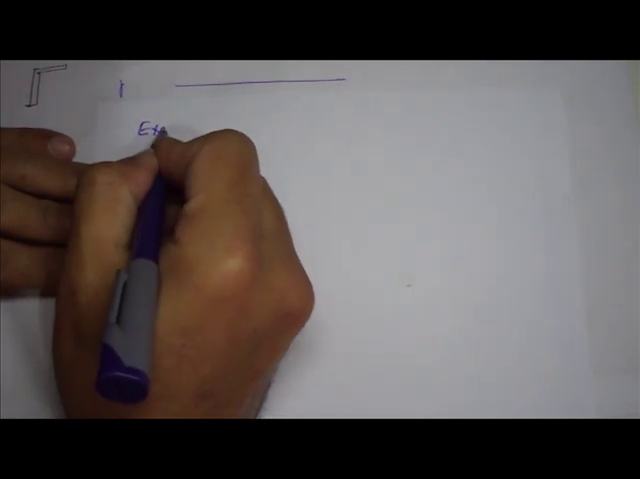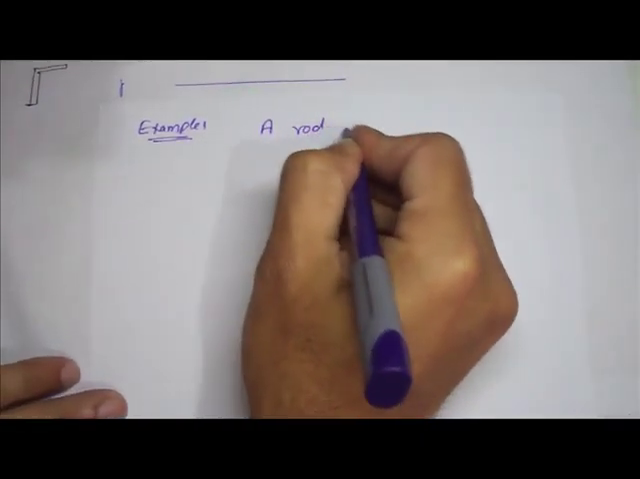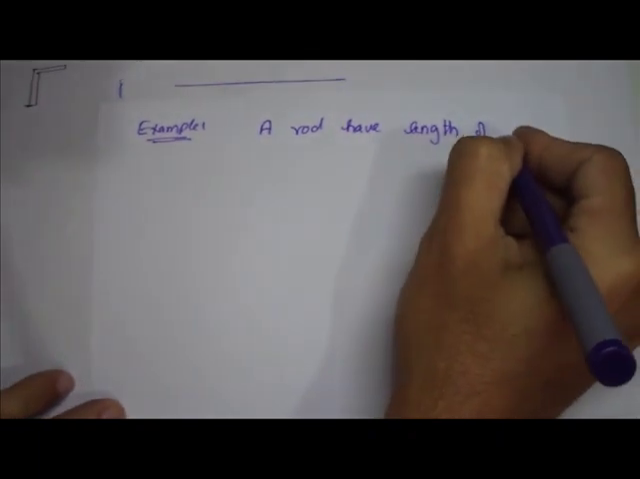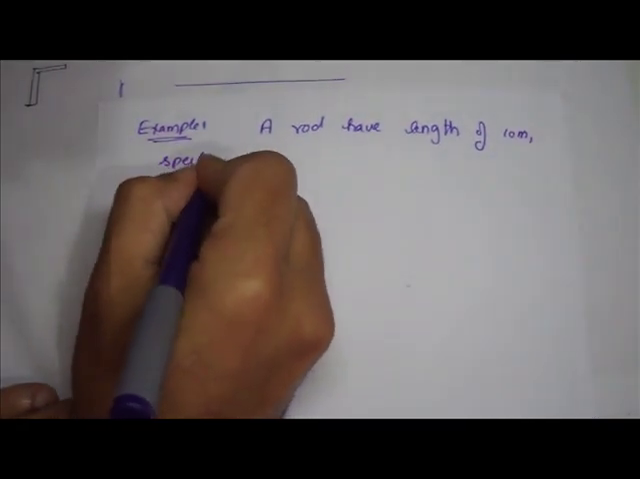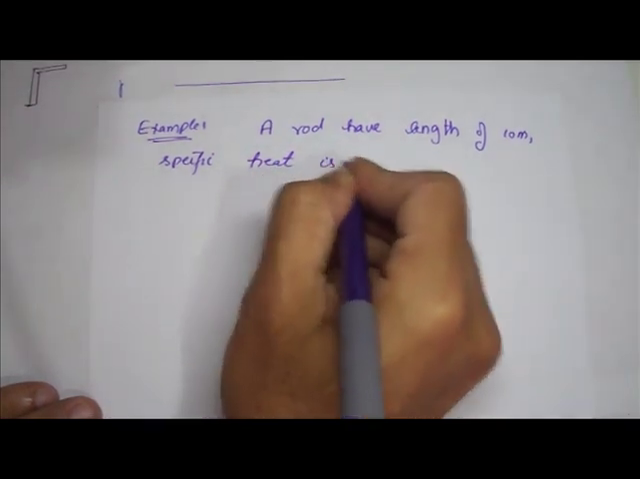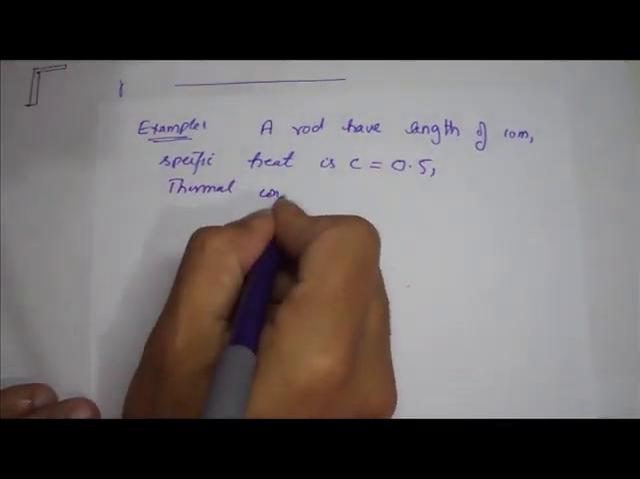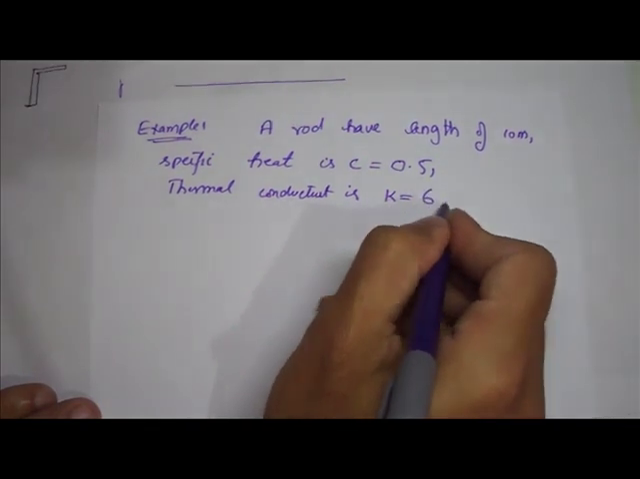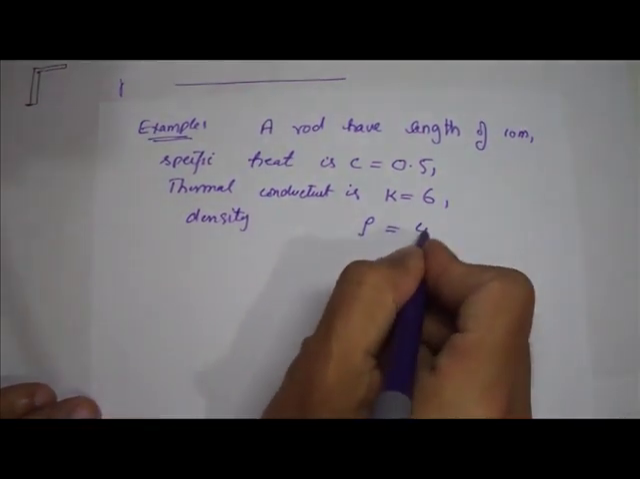We will solve a short and simple problem. A rod has a length of 10 meters. The specific heat of the rod is 0.5. The thermal conductivity K is equal to 6. The density of the rod rho is 4.